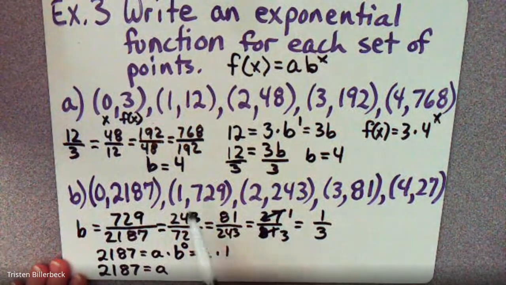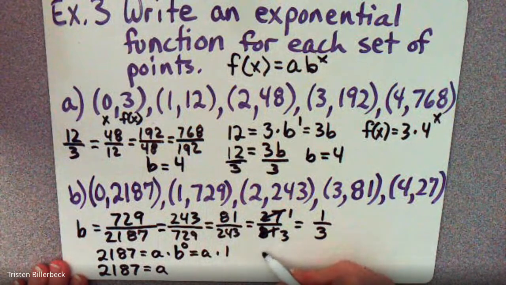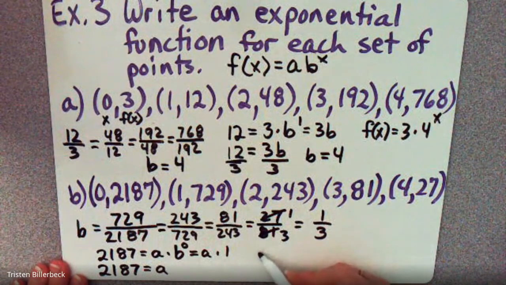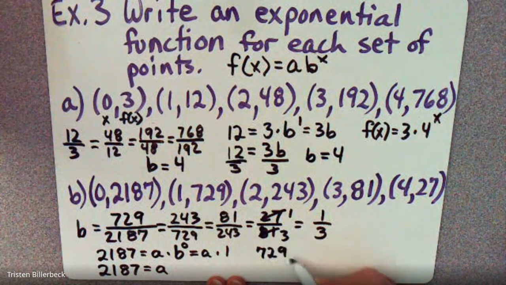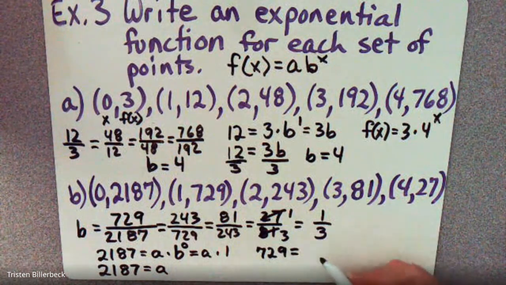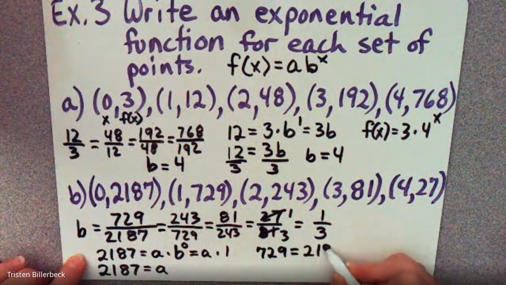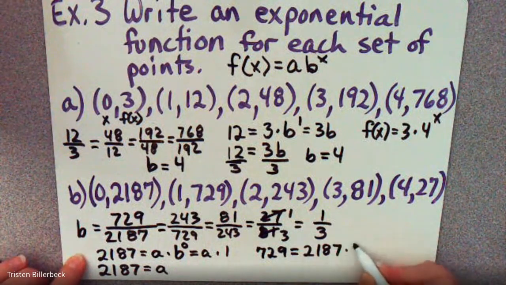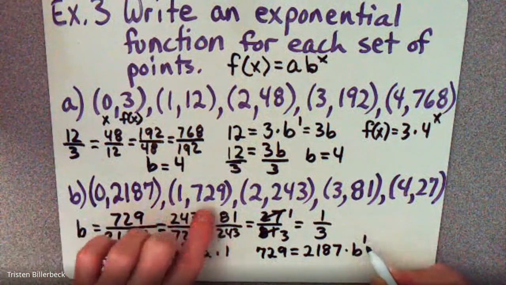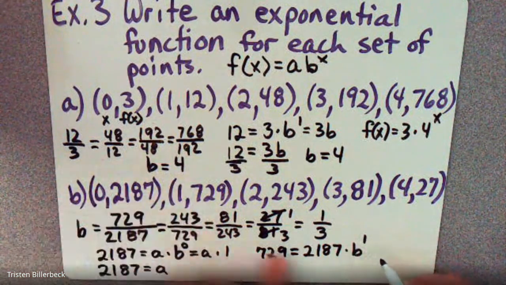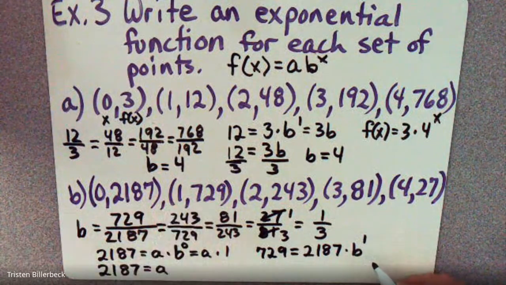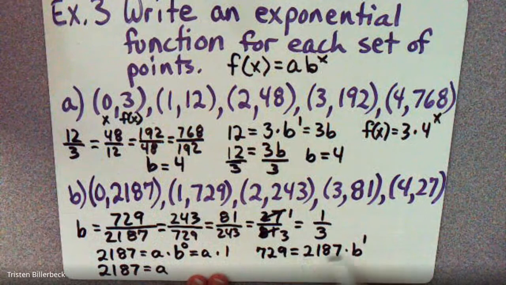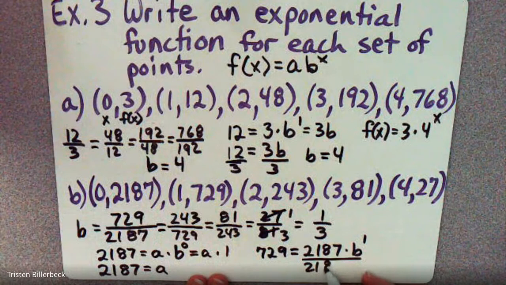Now, if we use the technique that I showed you to find b, we have this is 729, so we'll use the second point, equals 2187 here, times b to the 1. I'm using this coordinate point right here. So that's my f of x, that's my x. Now I know b to the 1 is just b, so I just divide by 2187.